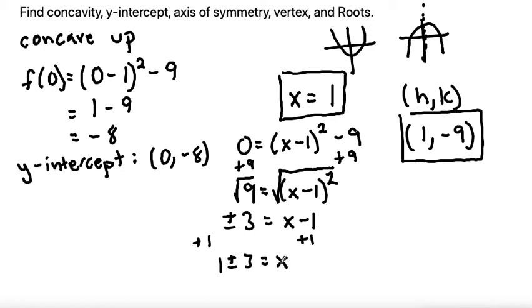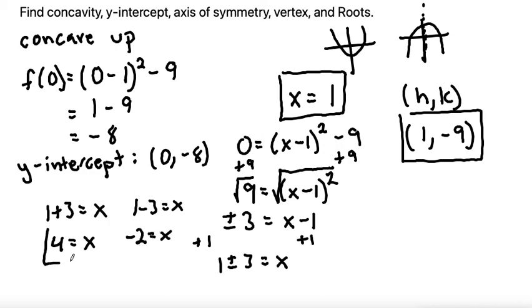And we can split that up into two solutions. One would be 1 plus 3 is equal to x, and the other solution is 1 minus 3 is equal to x. So 1 plus 3 is 4. So 4 is one root, and 1 minus 3 is negative 2. So negative 2 is the second root.